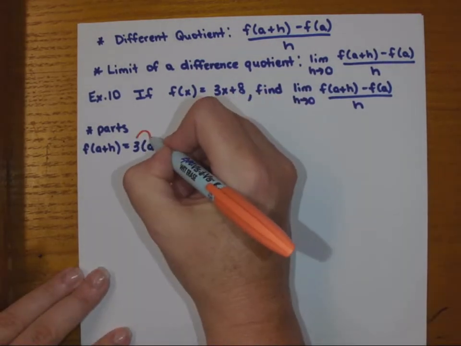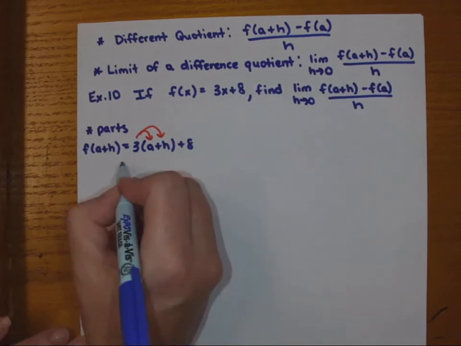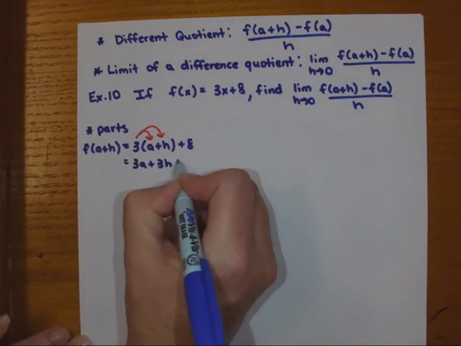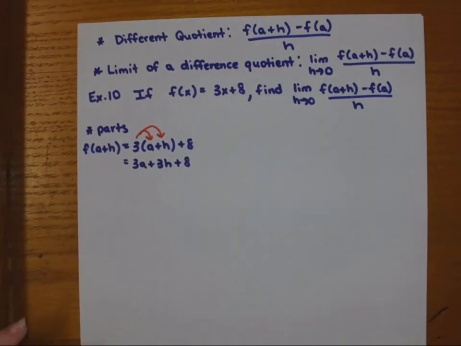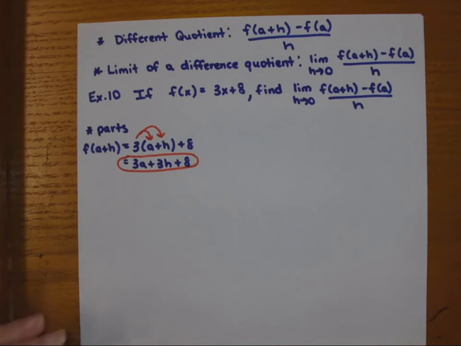So we'll do a little bit of algebra to kind of simplify this. We're going to distribute that 3. So we're going to end up getting 3a plus 3h plus 8. I'm going to circle this. Notice I can't even go any further here because I don't have any like terms, right? I have an a term, an h term, and then a constant.